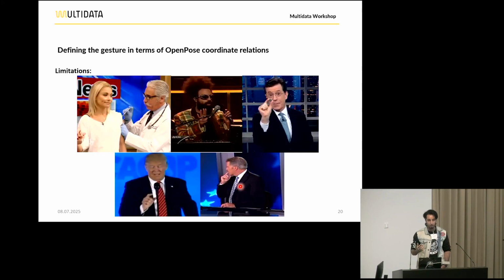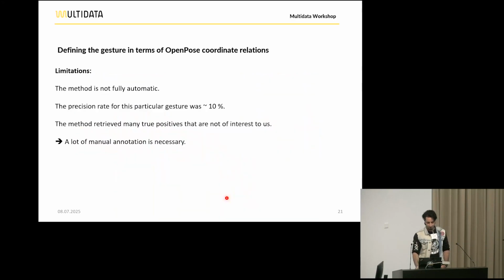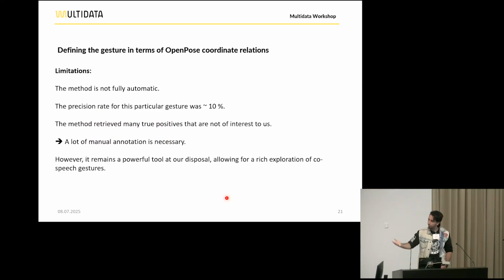You also get a lot of stuff where people are holding the mic. For an object detection tool, you can easily get rid of these. But for something like this and this, you just have to accept that you'll find them unless you define a different kind of gesture. This hand shape is really found in different everyday stuff, so you just cannot get rid of it. That's why the precision rate was that low. Still, a lot of manual annotation is necessary, like I said. However, it still remains a really powerful tool that we can use to do all sorts of linguistic analysis.